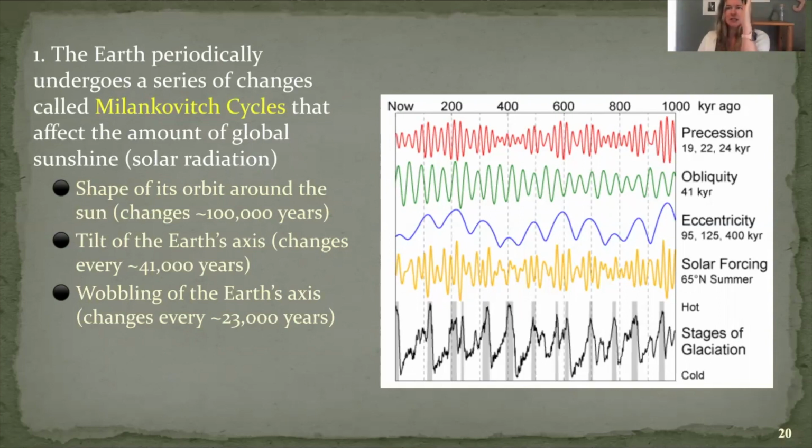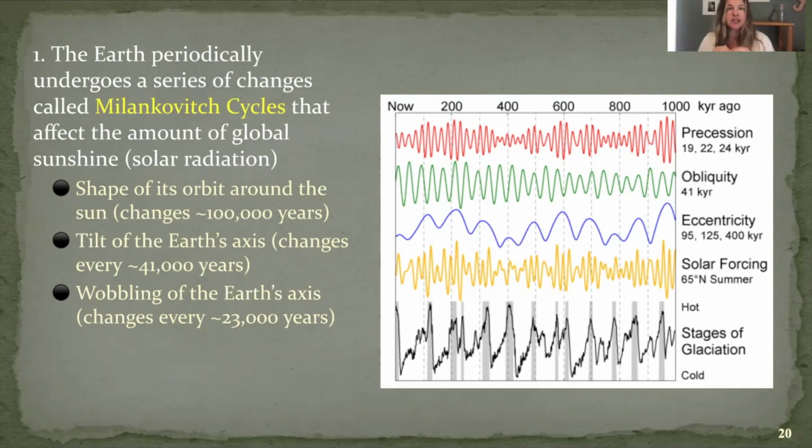The tilt of the axis: how much are we tilted? 23.5 degrees. That hasn't always been the same. Sometimes it tilts a little bit more, sometimes a little bit less. So that change can affect those direct sunlight rays, and it can affect the global temperatures of the Earth.